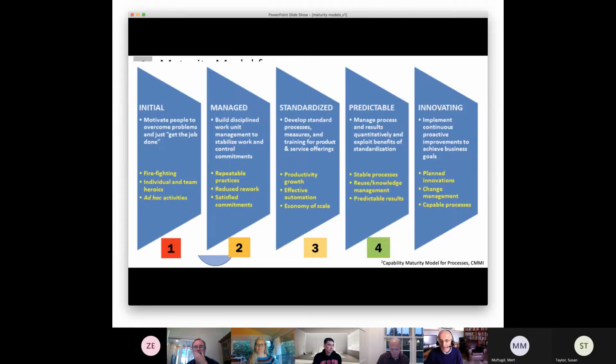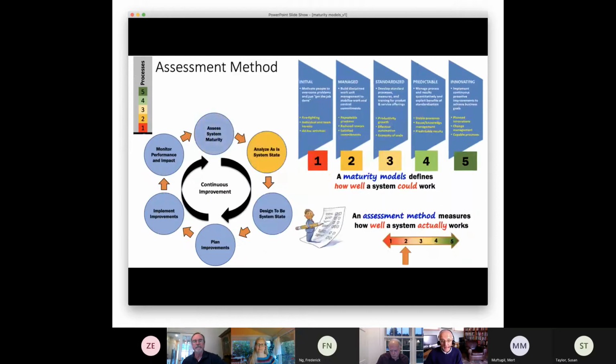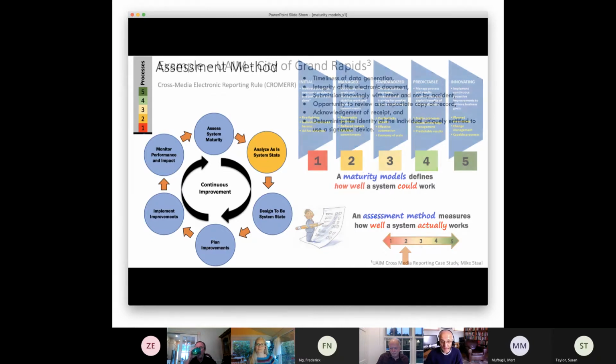Okay. So level 4, we manage quantitatively based on some metrics, and 5 would be continuous improvement, proactive, and so forth. So that was just a model that we've used for business processes. But we also needed an assessment method to say where we are on this scale. So the second thing, the assessment method, shows how well a system actually works, a specific system. So that's the second bubble, analyzing the as-is system state.